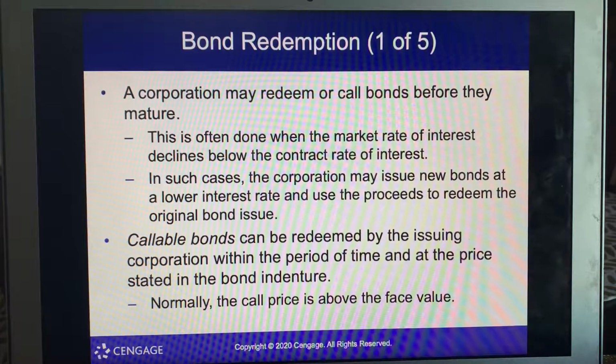So bond redemption: a corporation may redeem or call bonds before they mature. This is often done when the market rate of interest declines below the contract rate of interest. In such cases, the corporation may issue new bonds at a lower interest rate and use the proceeds to redeem the original bond issue. Callable bonds can be redeemed by the issuing corporation within a period of time and at the price stated on the bond indenture. Normally the call price is above the face value.